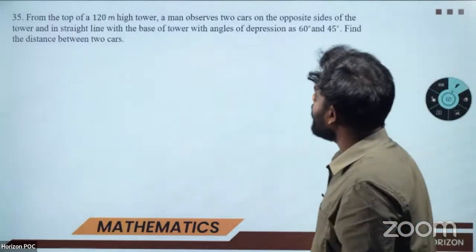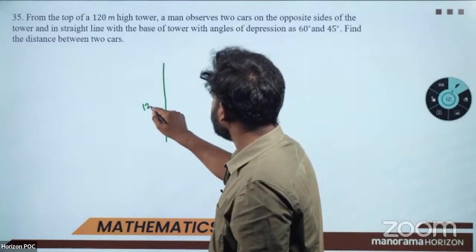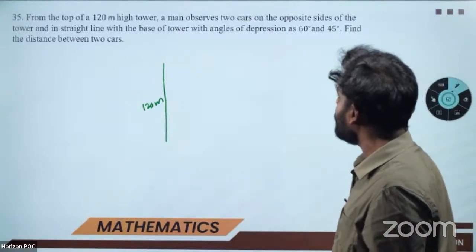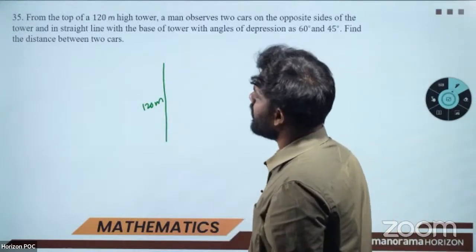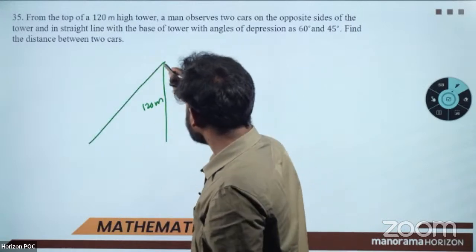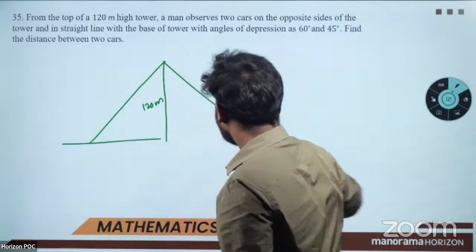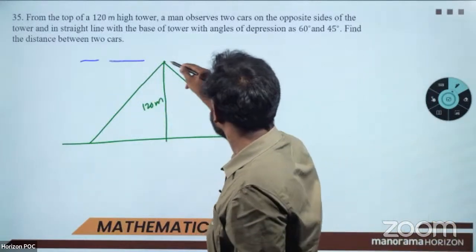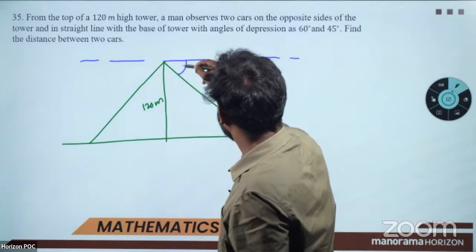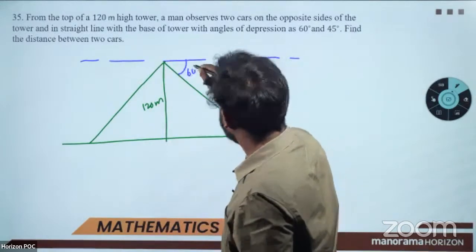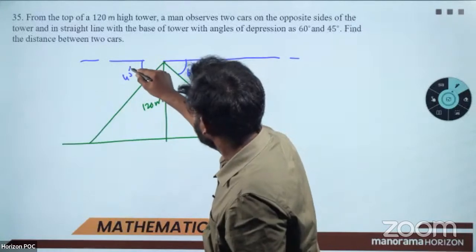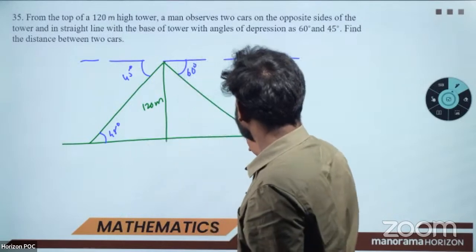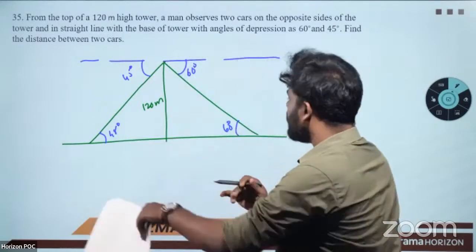From the top of a 120-meter height tower, a man observes two cars on the opposite sides of the tower in a straight line with the base of the tower with angles of depression 60 and 45 degrees. Find the distance between the two cars. So there is a car to this side and there's a car to the other side. What is the angle of depression? The angle of depression made here, that is this one. This angle made here, one is 60 degrees and the other one is 45 degrees. This side it is 45. If this is 45, what about this angle? That is also 45. If this is 60, what is this one? 60.